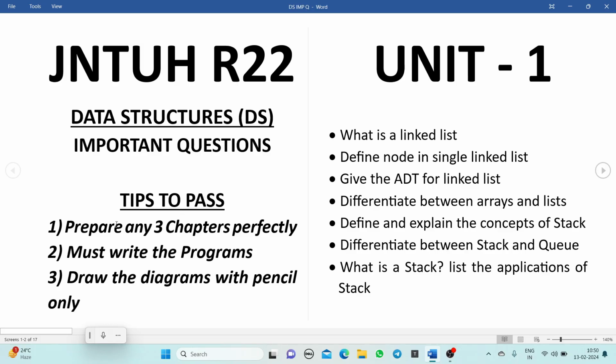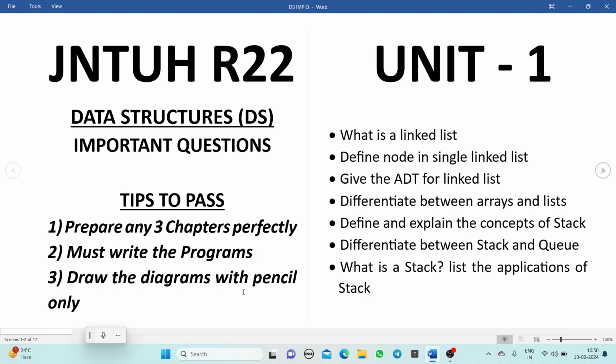The first is, prepare any 3 chapters perfectly. Out of 5 chapters, prepare any 3 chapters perfectly which you feel are easy, so that you can score more than 35 marks. And you must write the programs. At least 3 programs have to be written. Even if they don't ask for any topic, write the program which you know. So you can prepare any 3 programs perfectly.